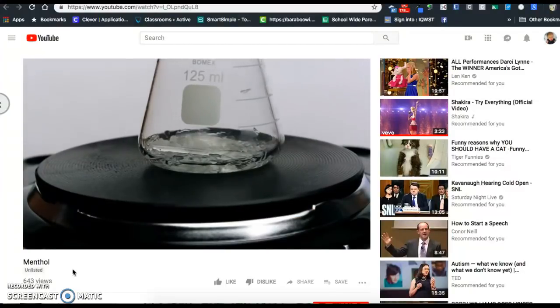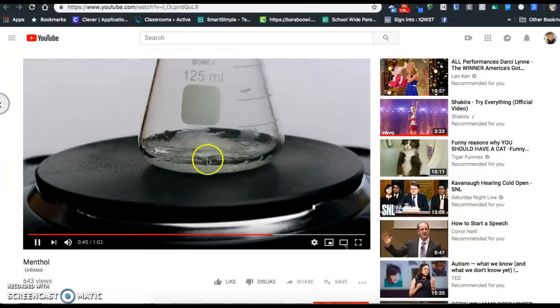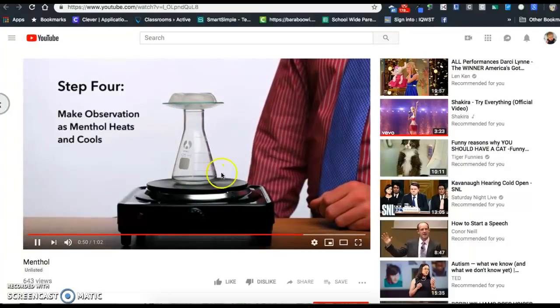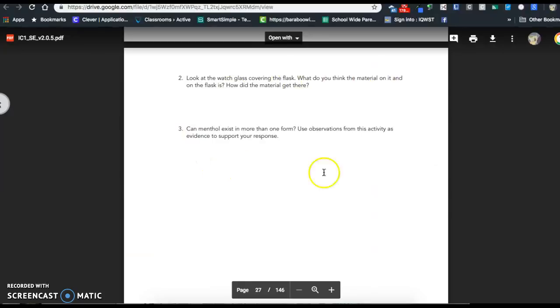And then finally, after it's melting, I can even start to see that inside this flask, I don't know how your video quality is, but I'm starting to see some steam form on the sides of the flask. And then when I removed the watch glass from the top of the flask, there were little solid menthol crystals that kind of looked like snow on the top of the flask. I also noticed a really minty smell in the air that told me that the menthol had turned into a gas, because I know it had a minty odor. So those are the observations that I made as a result of this lab, and I'm going to go back to this question. Can menthol exist in more than one form? And this is the question I'm going to be answering.